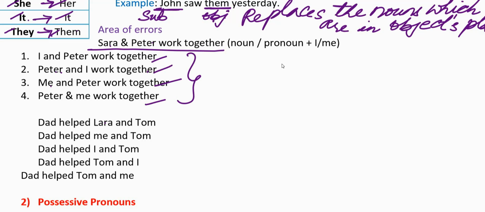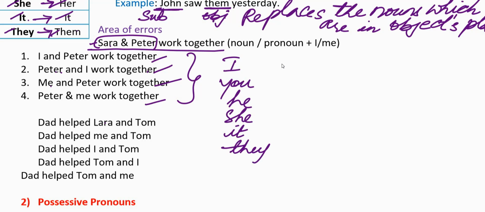In order to understand that, first we need to look at the place of the nouns in the sentence here. What is the place of the nouns Sarah and Peter? Both are nouns, Sarah and Peter. What is the place of these two nouns? They are in the subject position, and hence we need subject pronouns and not object pronouns. Now what are subject pronouns? I, you, he, she, it, they.